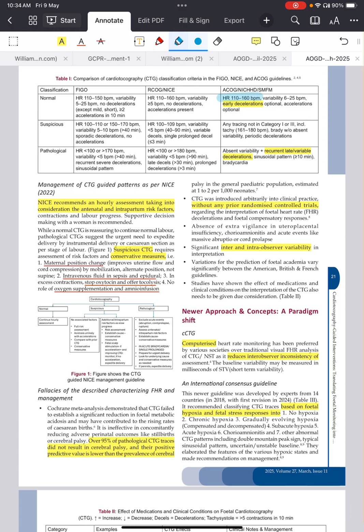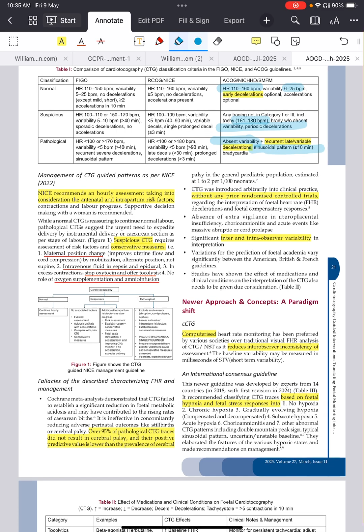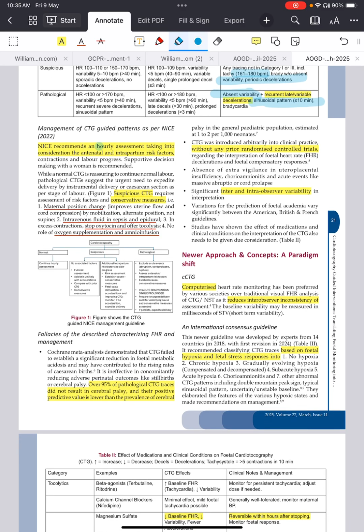Heart rate is 110 to 160 and variability 6 to 25. You have early decelerations as normal, whereas in category 2 or 3 it is not reassuring, like if it is 161 to 180, or bradycardia, or variability is absent. Pathological means if there is absent variability, or late or variable decelerations, or a sinusoidal pattern. NICE recommends that hourly assessment should be taken into consideration.